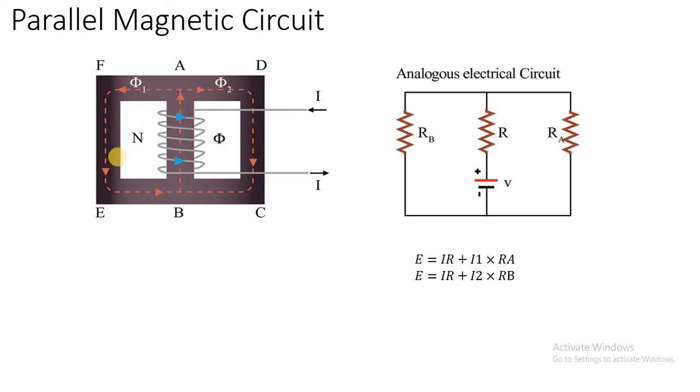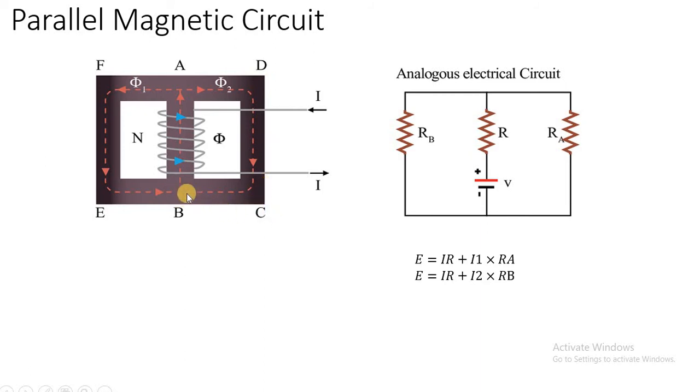So at point A, the flux phi is dividing into 2 sections, phi 1 and phi 2. Flux section phi 1 is flowing from A to F, F to E and E to B. Similarly, the part phi 2 of the flux phi is flowing from A to D, then D to C, and again from C to B.